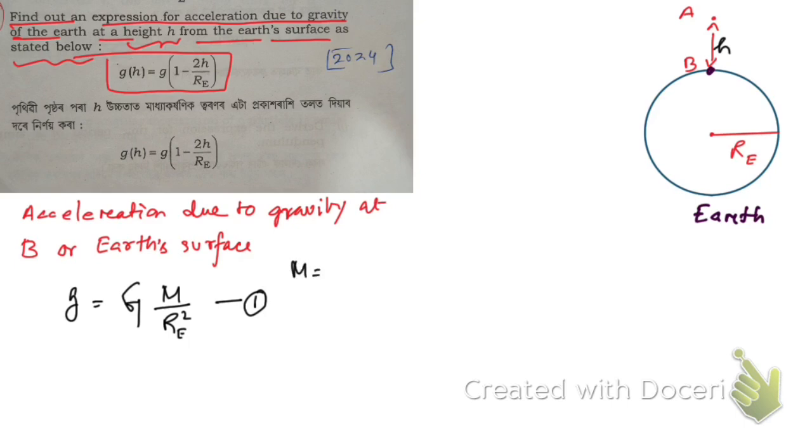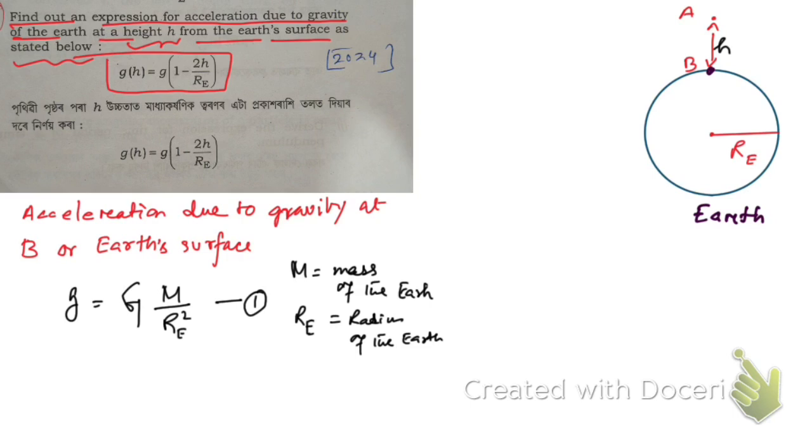So here, M is the mass of the earth, and RE is the radius of the earth. Okay, so now let me write it properly.